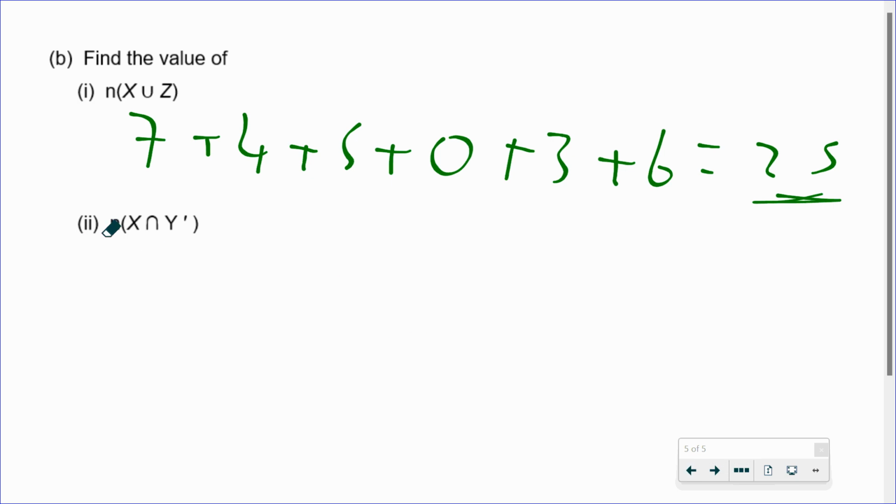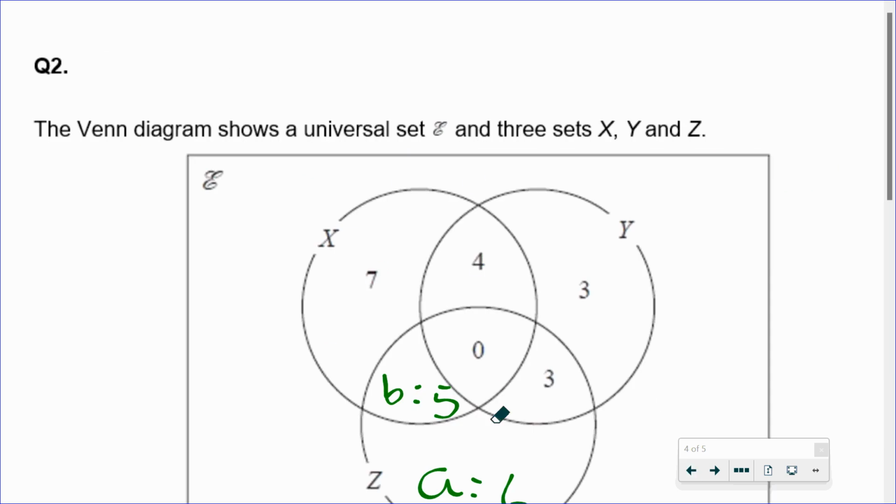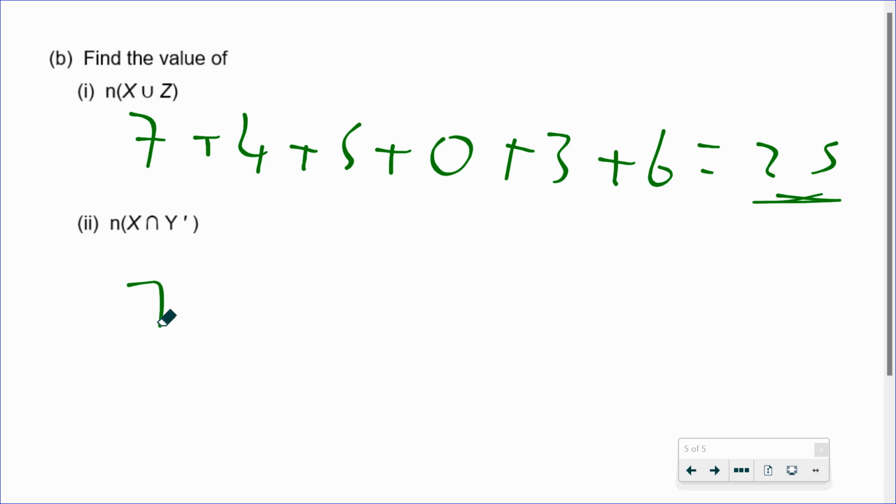And the next one, the number of elements in x intersect y dash. So that means the elements that are in x and not in y. Well, this is the set of x. This is the set of y, so I want the bits that are in this set and not in this set. You'll see that it's the 7 and the 5, because this bit is x, this bit is x and y. I don't want those two bits because they're in y, so it's just the 7 and the 5. So 7 plus 5, and I've got 12. And again, if your answer was correct based on your numbers that are on the Venn diagram, you can still have the marks there. Okay, there we go, job done.